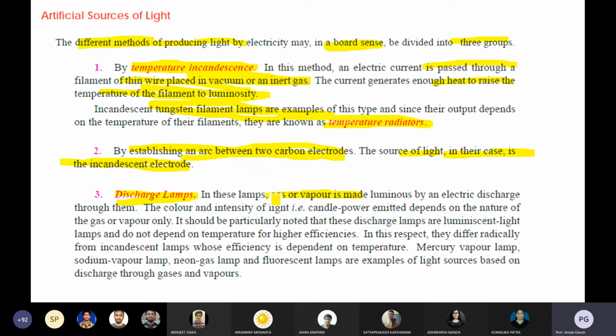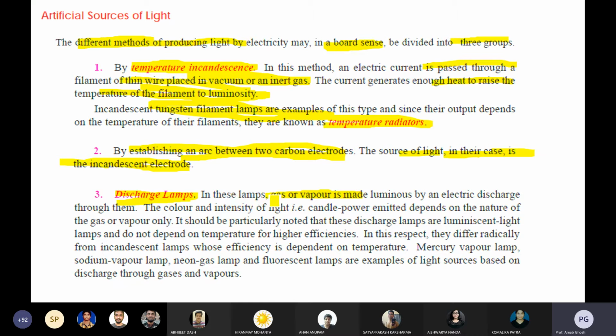So in this lamp, the gas and vapor are made luminous. Discharge lamp means what happens? Instead of a coil, you are using some gas or vapor that is going to illuminate. So physically, no conductors are there. You are using the conductive medium through the discharge gas.